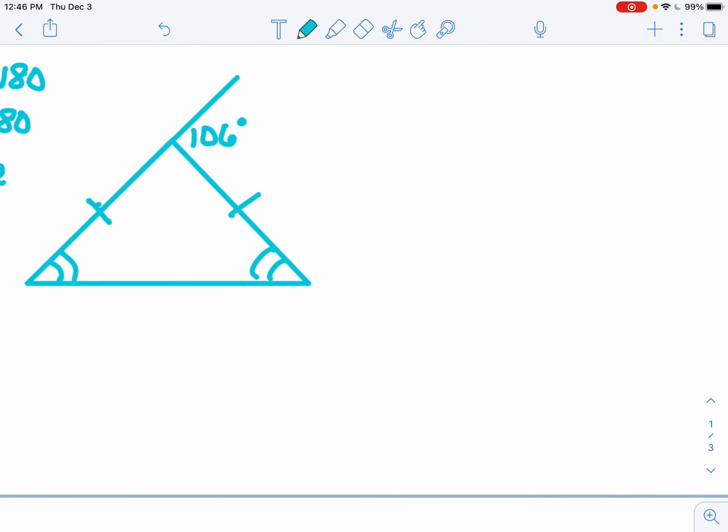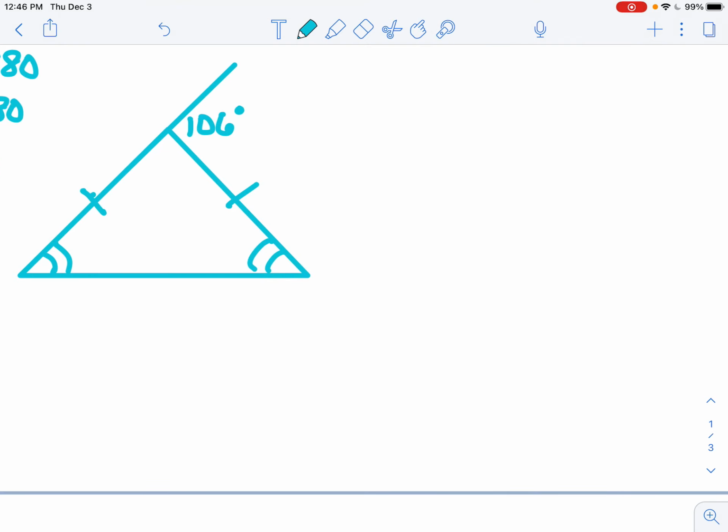The other scenario is this guy, where there's still a 106, it's still next to an angle, but there's only one of those angles. So just as before, my 2 linear pairs will add up to 180, which means just as before, I will have a 74 degree angle. But unlike before, I don't have 2 74s. I have 2 of something else.